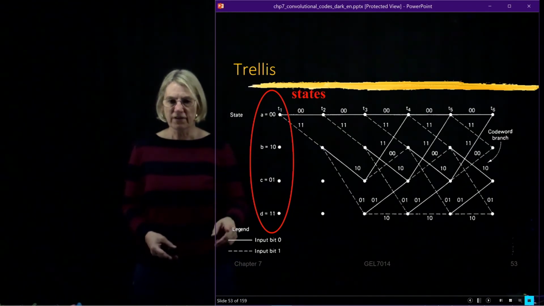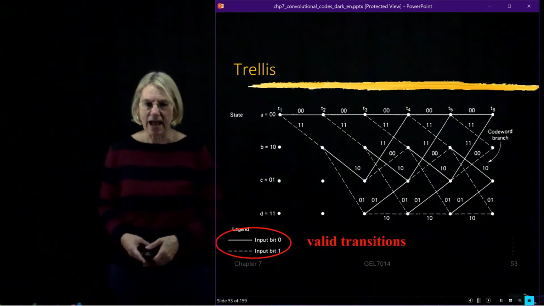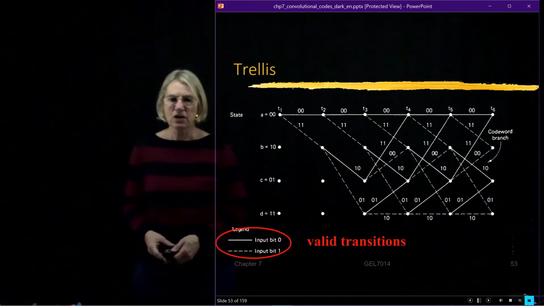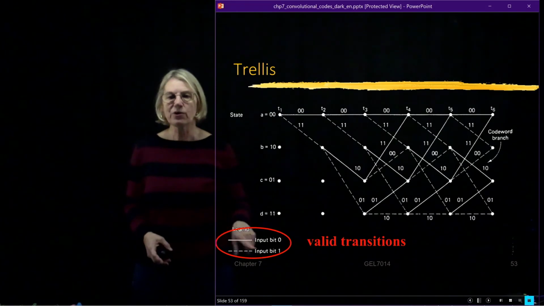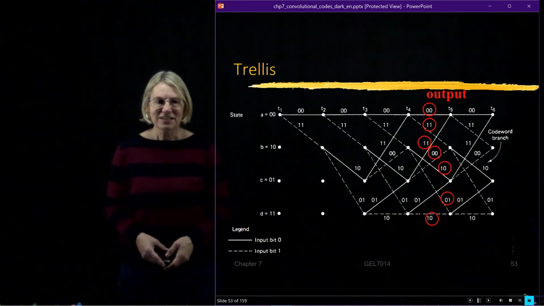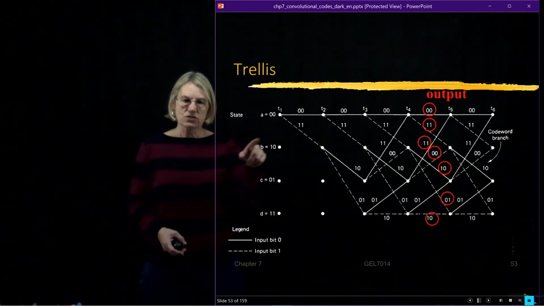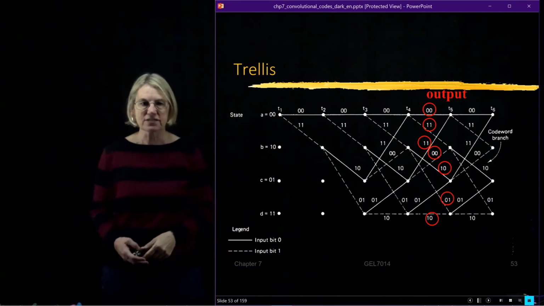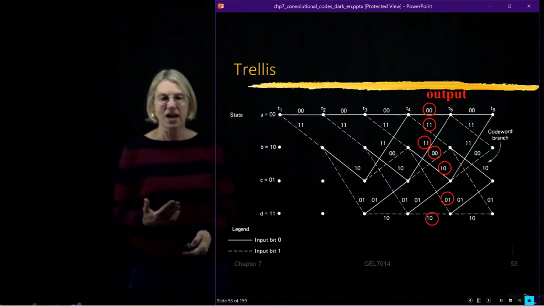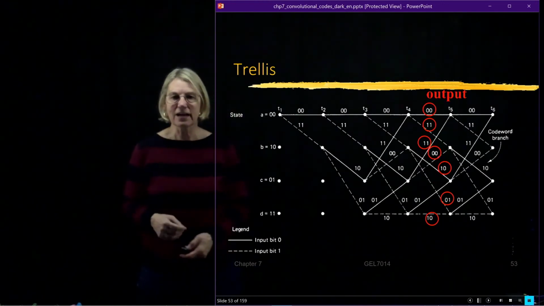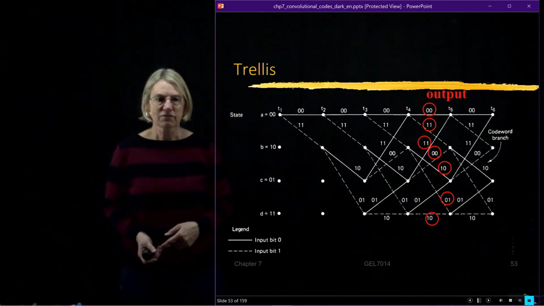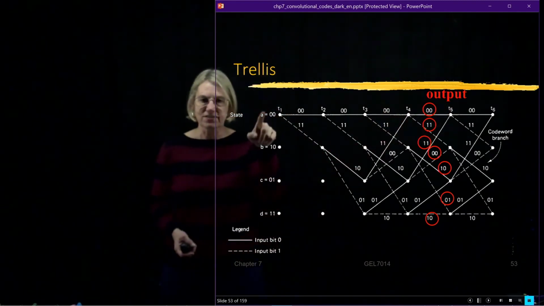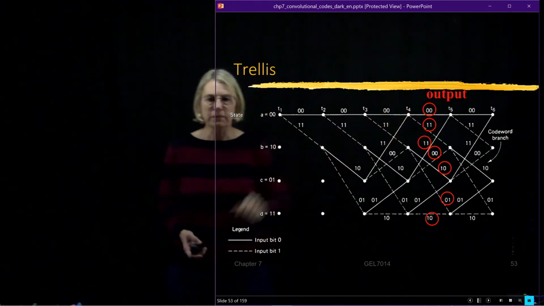And of course, we have different transitions that can happen. So these would be our valid transitions, either 1 with a solid line, 0 with a solid line, or 1 with a dotted line. And as I look at these transitions, just like I had before in my finite state machine, next to each one of the valid transitions, I write the code word that comes out from that transition. For instance, there's a transition from A to A, stays in the same state, and the output then would be 0, 0.